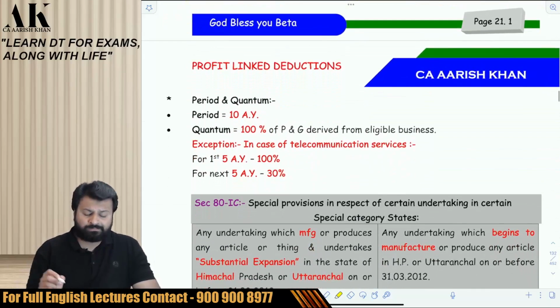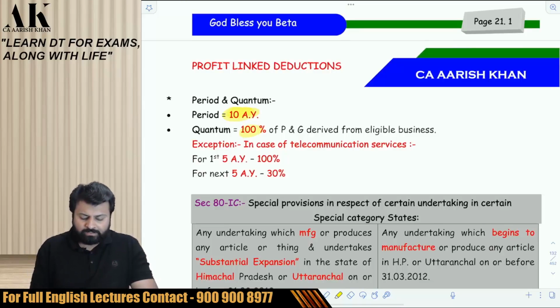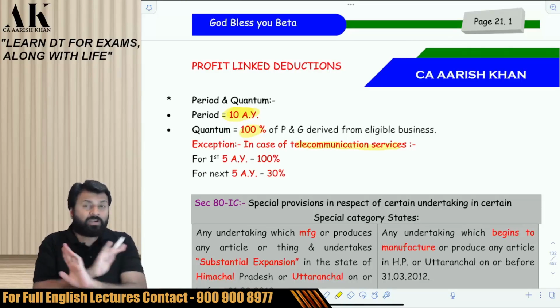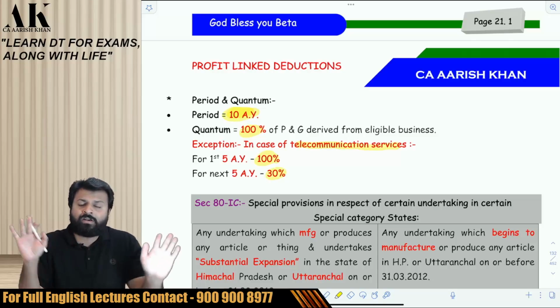Now, how much is it available? It is available for a period of 10 years, 100% deduction for 10 years. But for telecommunication service, it is not 100% for 10 years. For telecommunication service, it is 100% for 5 years and 30% for the next 5 years. It is not 100% for 10 years.